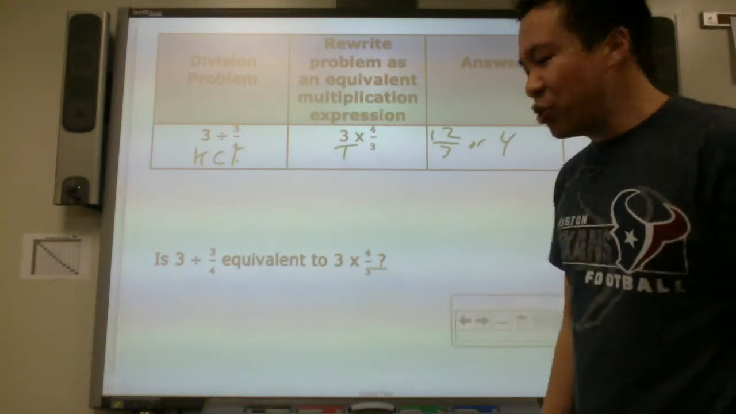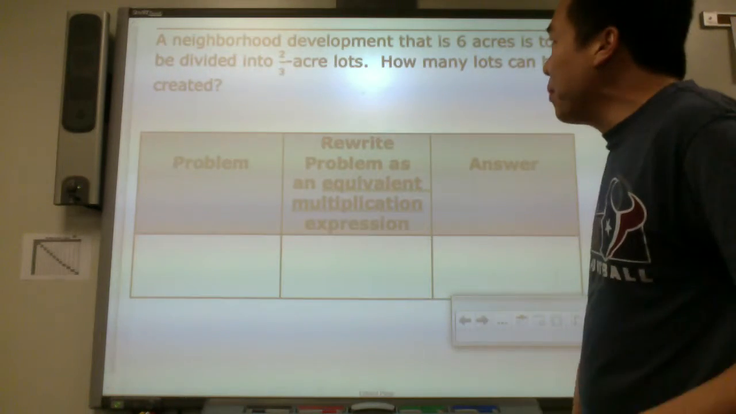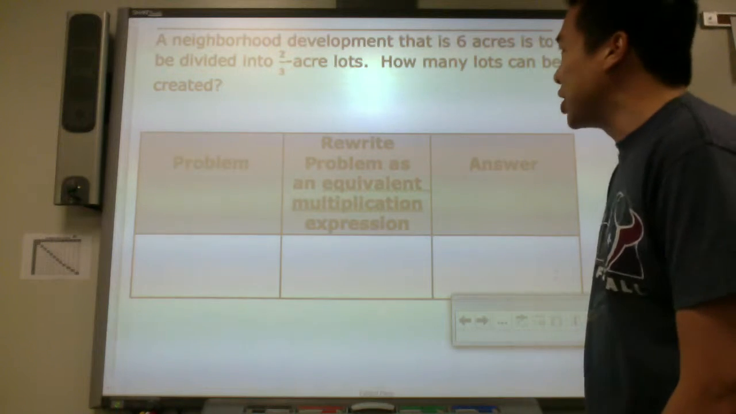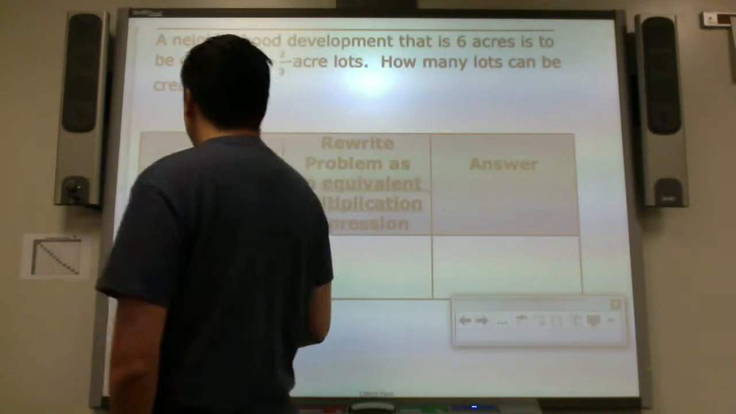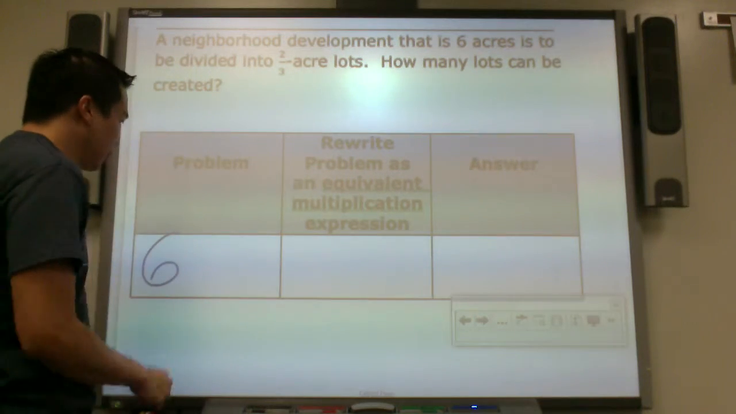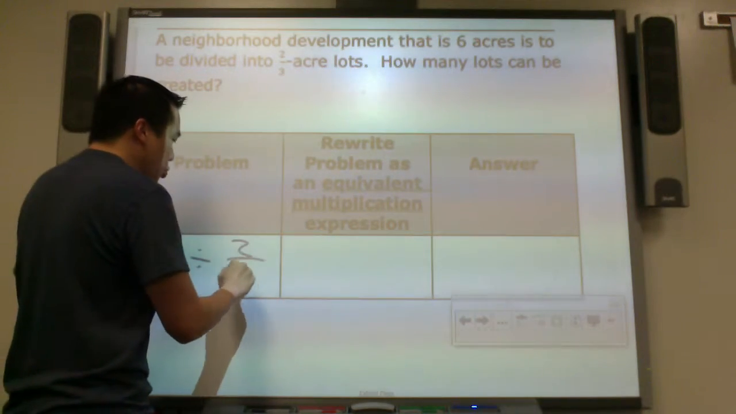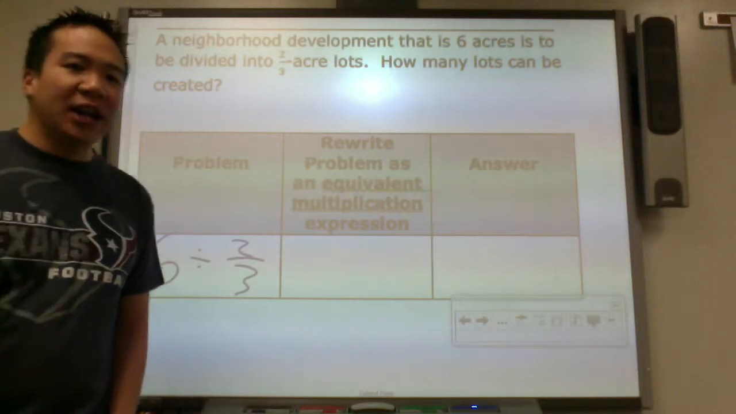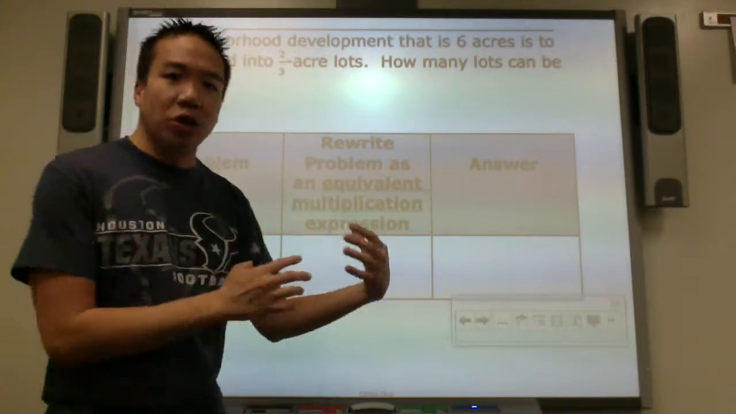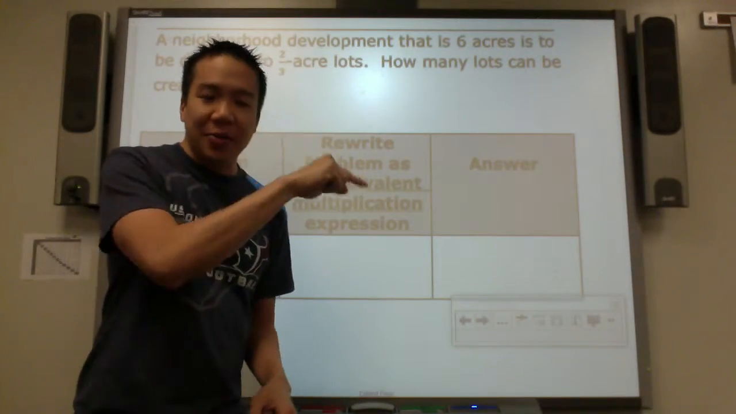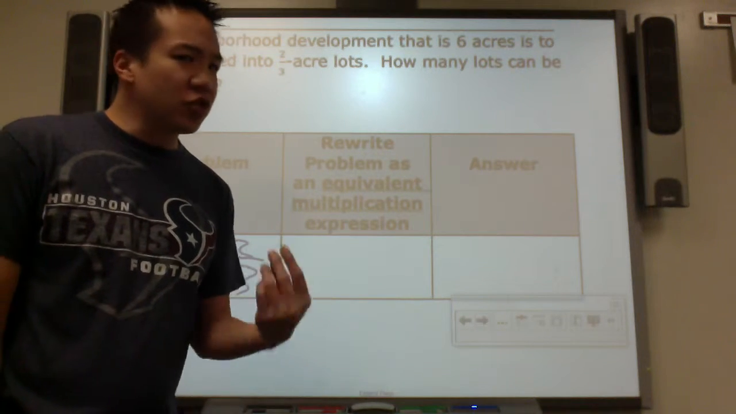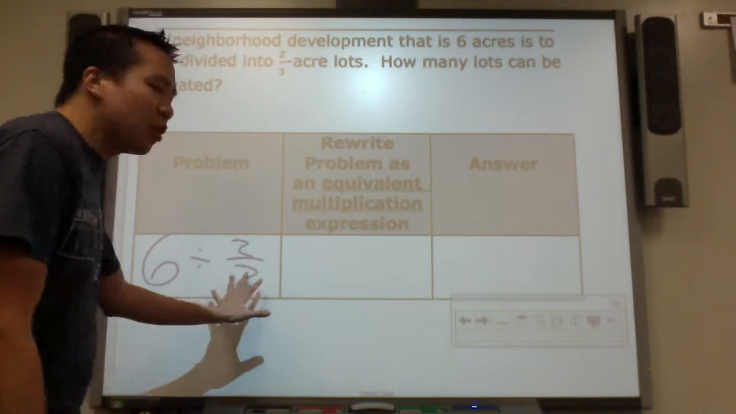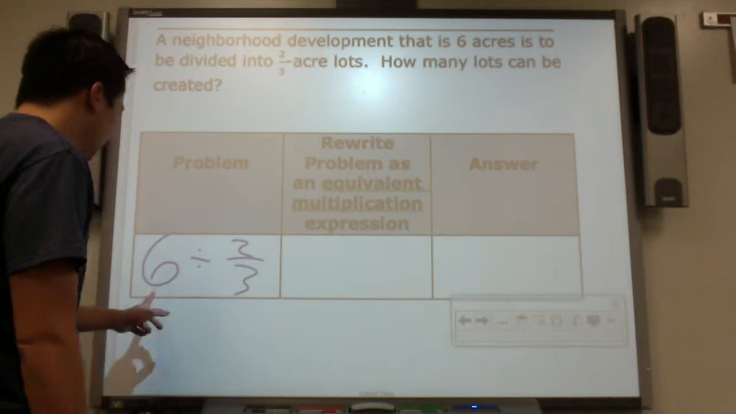Now can we answer these without drawing? A neighborhood development that is 6 acres is to be divided into 2/3 lots. How many lots can be created? So you start with 6 acres and you're dividing it into 2/3. I could draw this. If you want, I'll draw 6 circles right now and divide them into 2/3, 2/3, 2/3. But I want to see if I can solve this faster. How can I rewrite this as a multiplication?